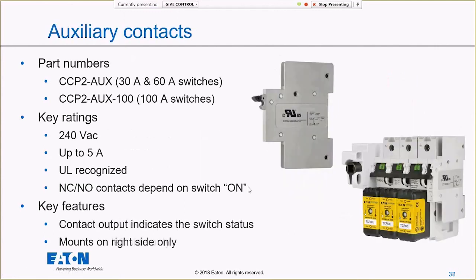The aux contact is the opposite. It mounts only on the right side, so if you want a through the door mechanism and an aux contact, you need that to be a left side switch. And the aux contact, it measures the position of the handle, right? It tells you if the handle is up or if the handle is off. It doesn't actually tell you anything about the fuses. PLC fuse monitor measures the health of the fuses. Aux contact is just whether the switch is on or off.